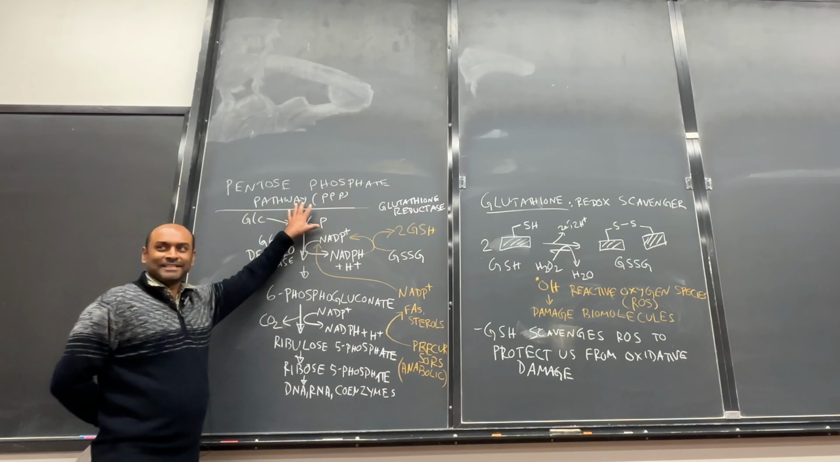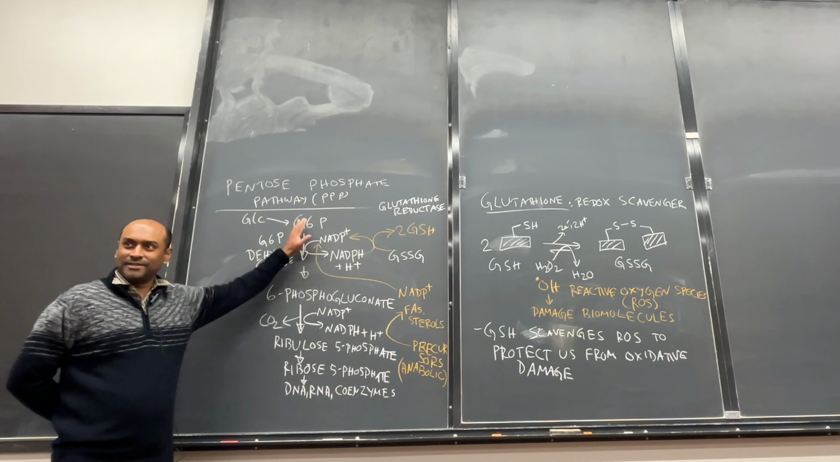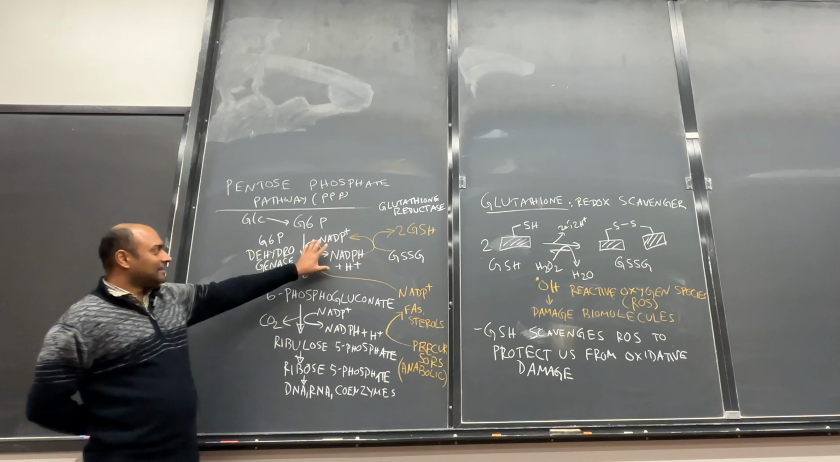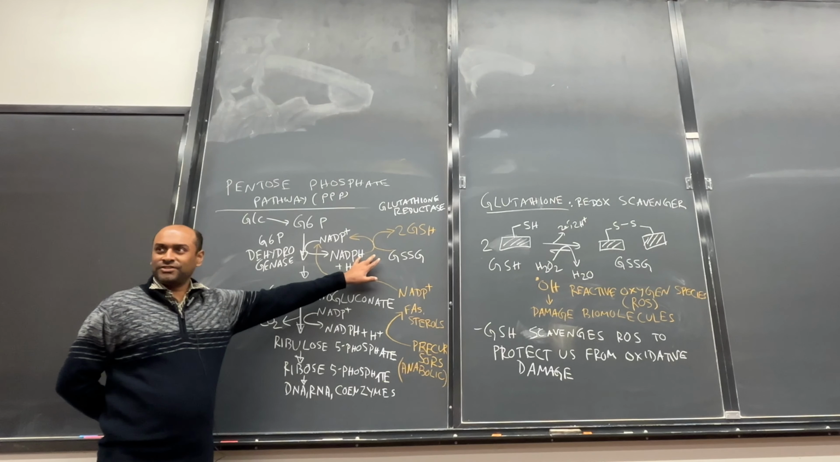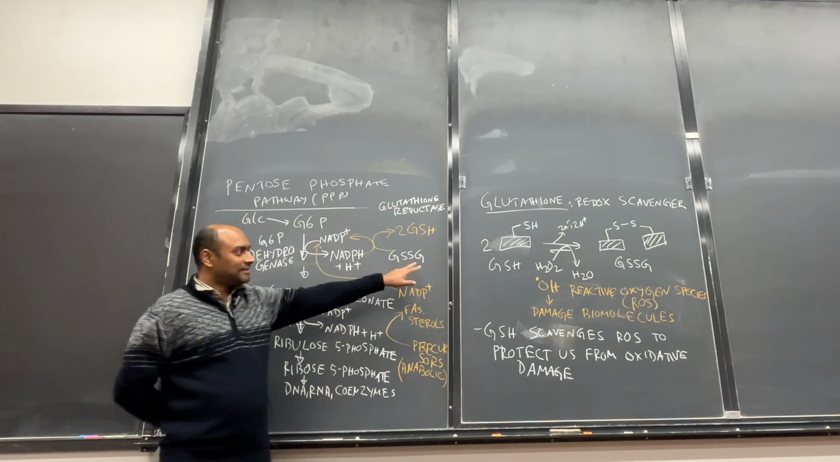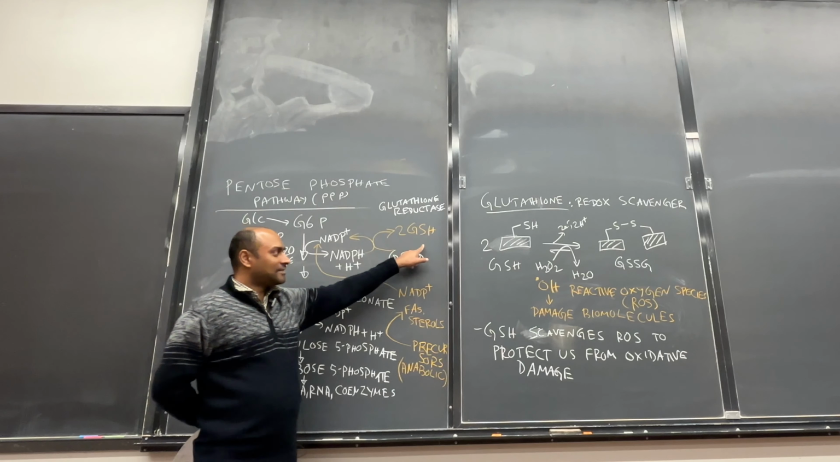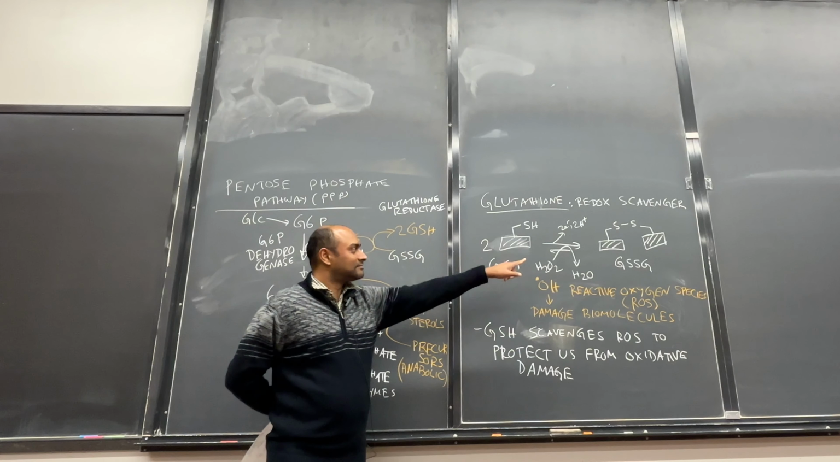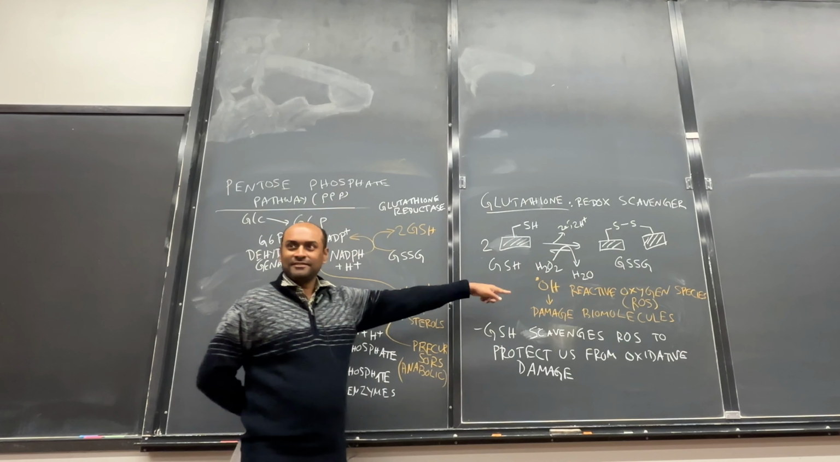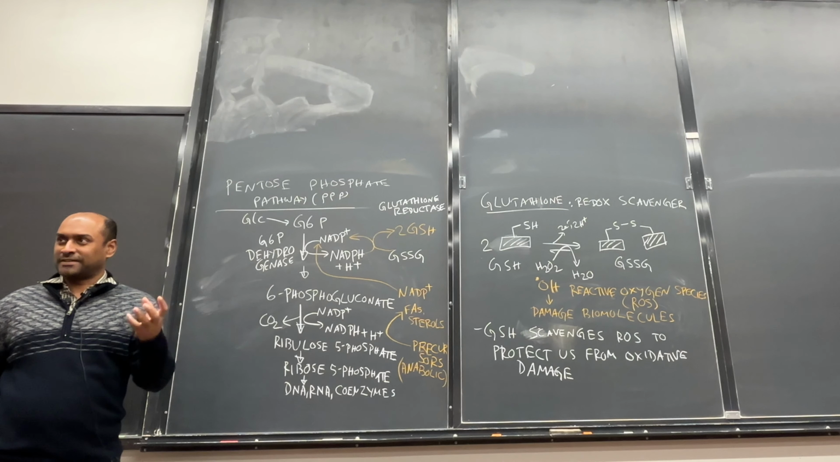So we have G6P, right? And this is our normal, this is our pentose phosphate pathway. We go this way. And the purpose here is that we are making NADPH, which is a reducing agent. And part of its function is to reduce the oxidized glutathione back to its reduced form so that this GSH can help our bodies protect from reactive oxygen species damage, right?